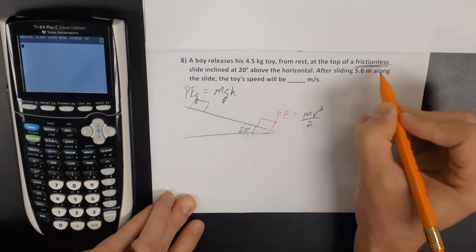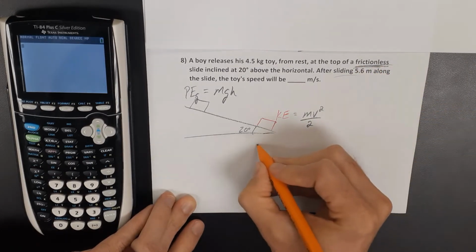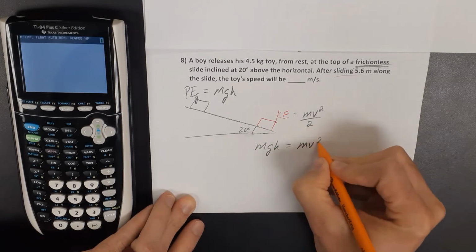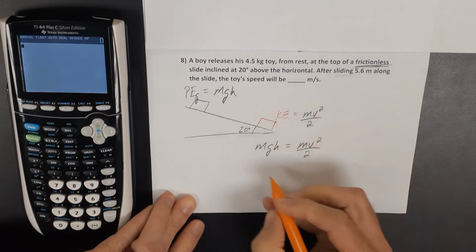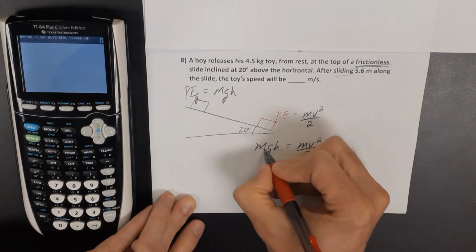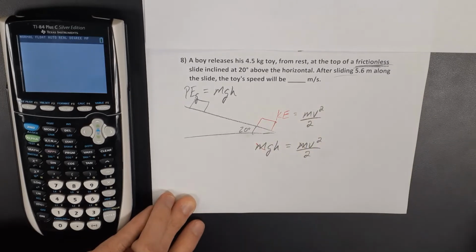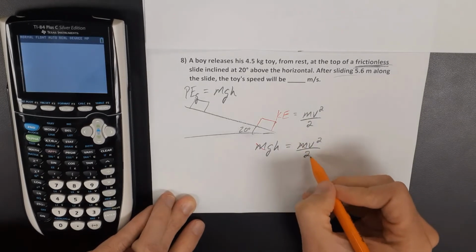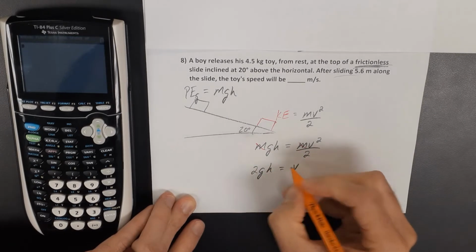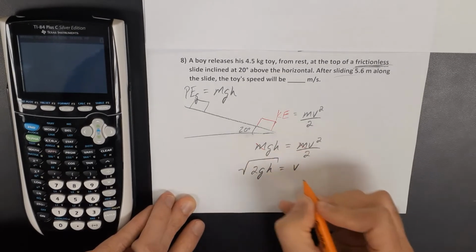And there's no friction here. So that means that all of this potential energy is being converted into kinetic energy. So the energy I started with is going to equal the energy that I end up with right here. All right, we want to solve for speed, so I'm going to multiply both sides by 2. I'm going to take the square root of both sides.